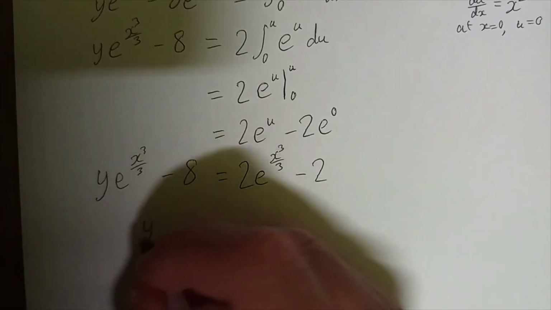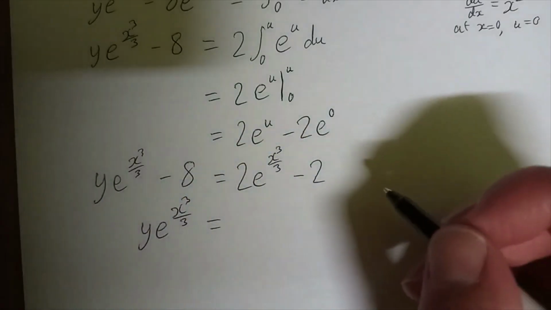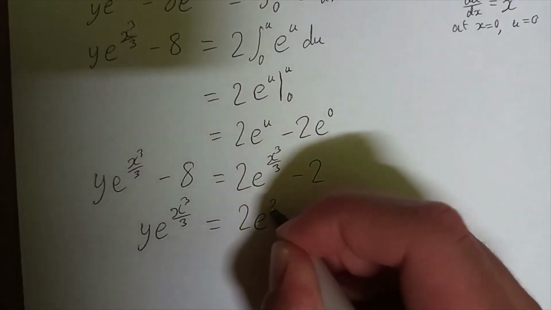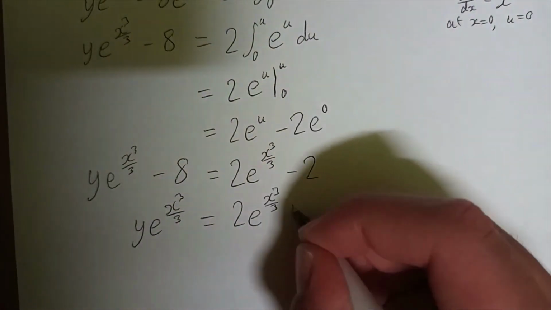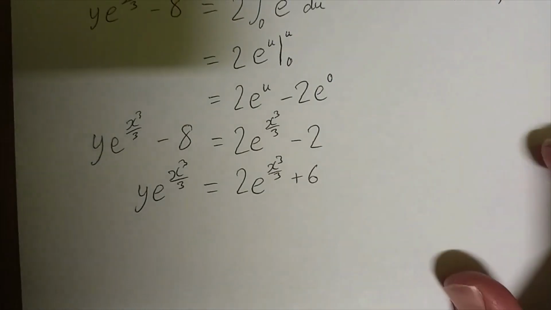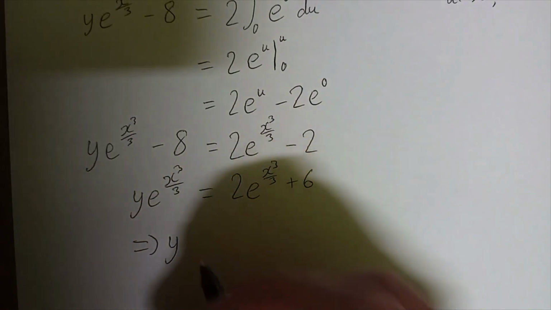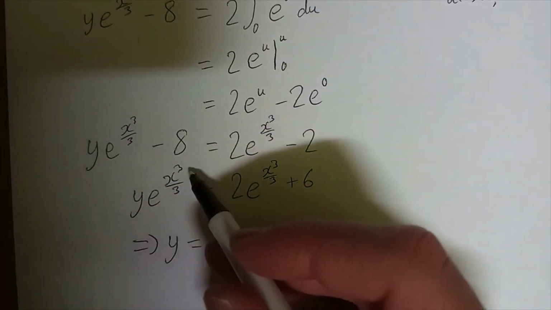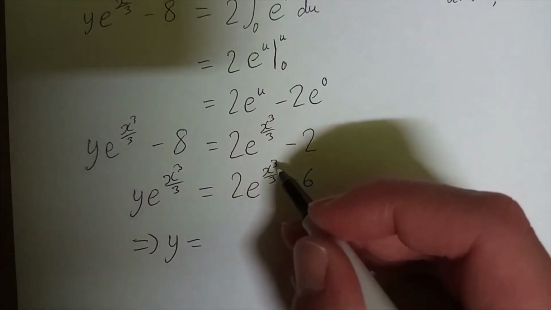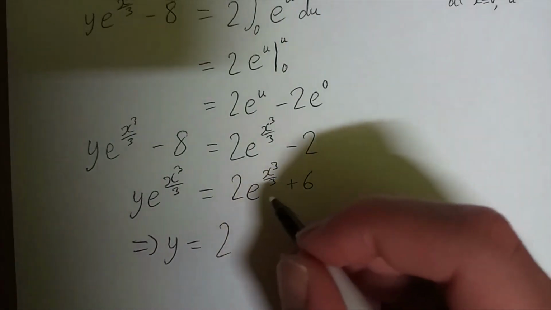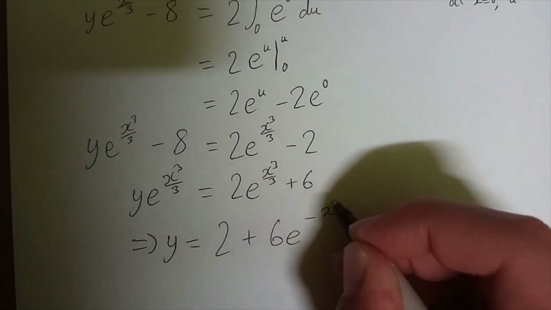So some further rearrangements will give 2e to the x cubed over 3, add 8 to both sides, and we get plus 6. So then we end up with y equals, dividing through by the e to the x cubed over 3, so that will cancel out here, and we'll just get 2 plus 6e to the negative x cubed over 3.